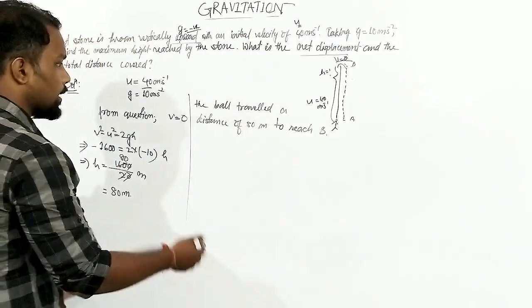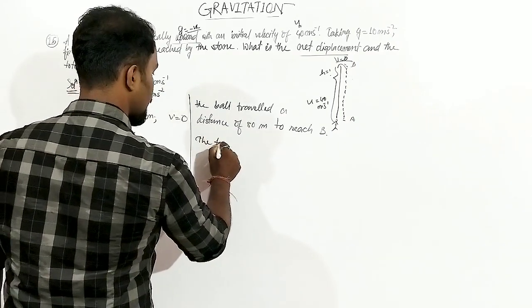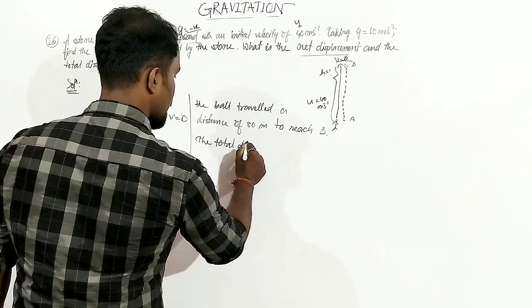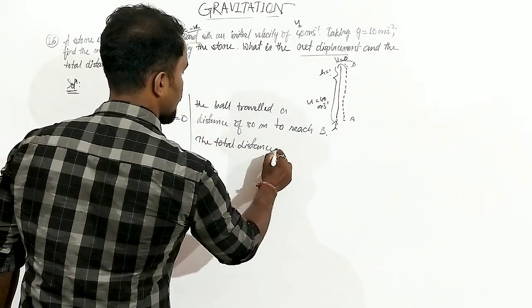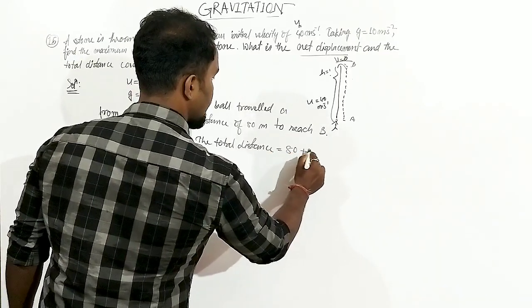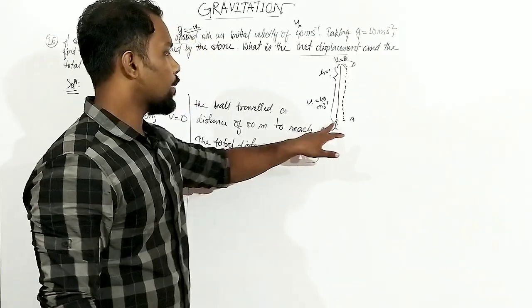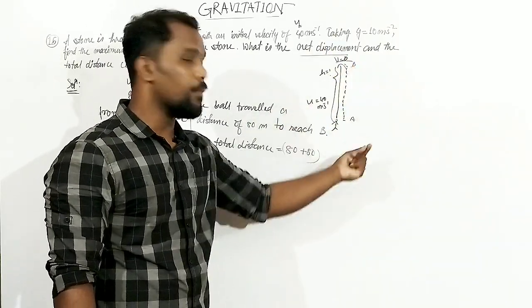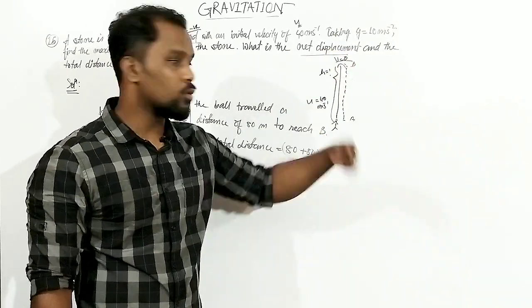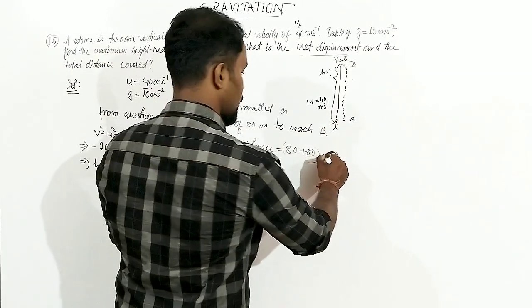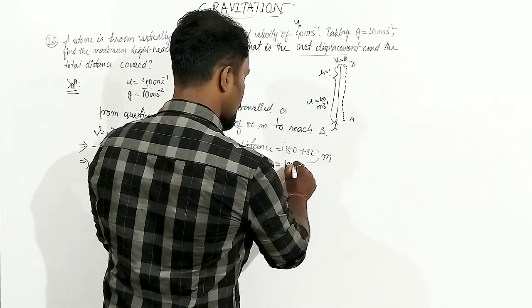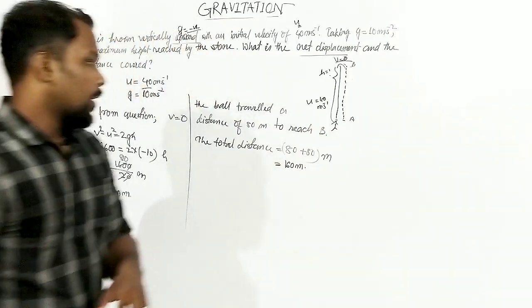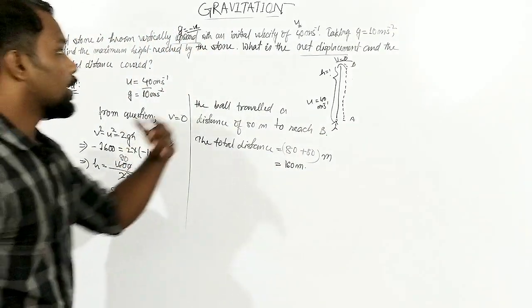So the total distance is going to be what? 80 plus 80, right? First, the ball will reach from A to B, that is the 80 meter. Again, it is going to reach from B to A because it will start falling, right? So 80 plus 80 meter. So the total distance is going to be what? 160 meter, right? Simple. Now what is the displacement going to be?